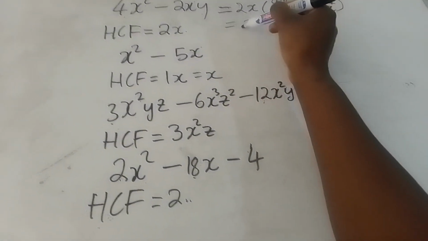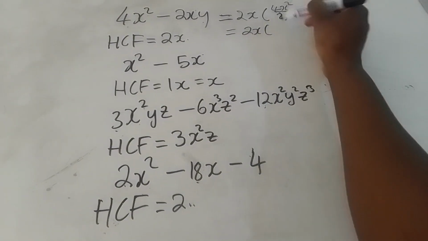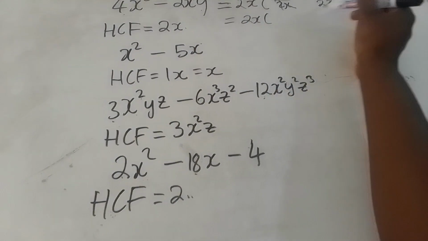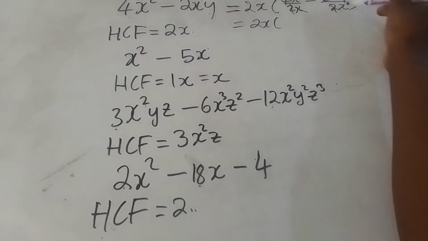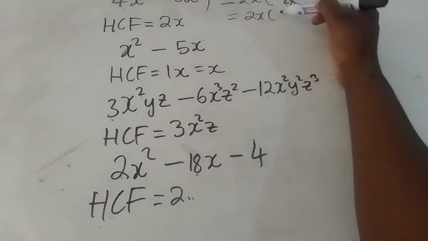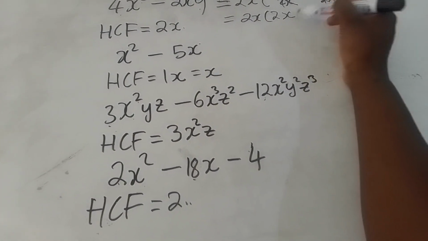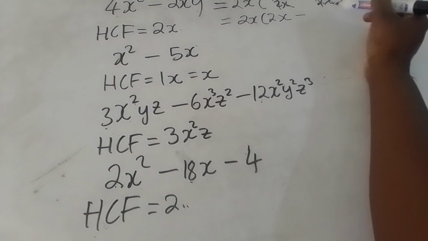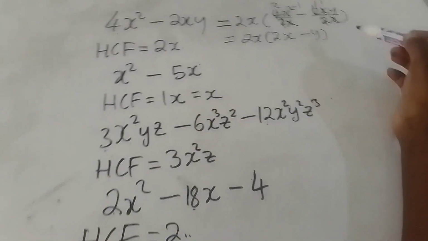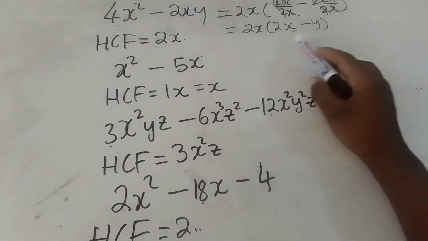And this gives us what? 2x goes into 4x squared, this goes in here twice. 1x here will minus 1x there. 2 goes into 2 once. x goes into x once. We're left with y. So that means here we're left with 2x minus y.